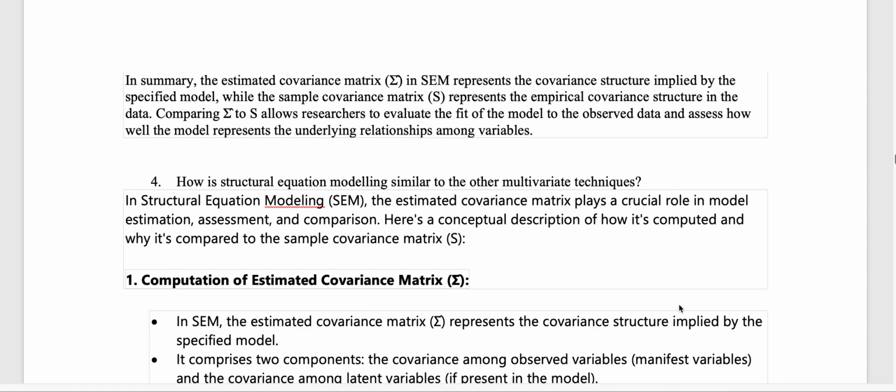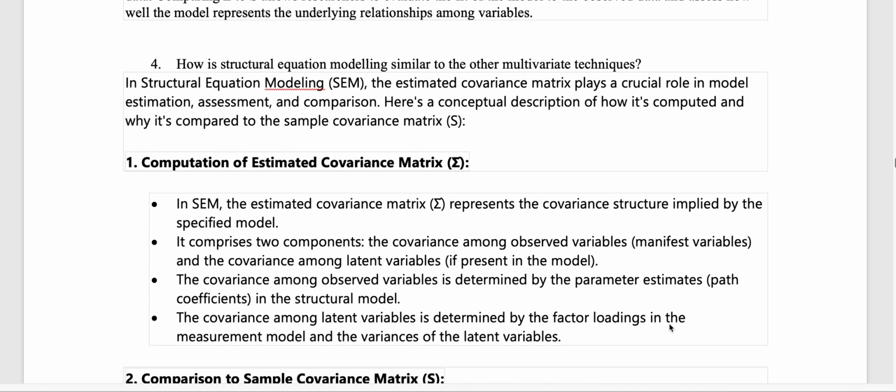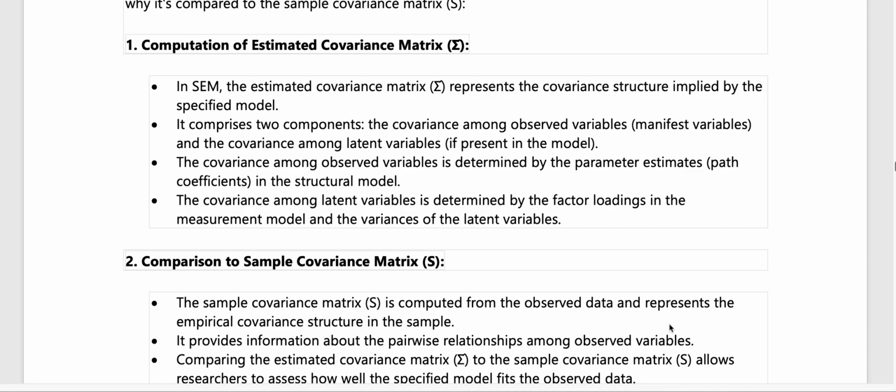Next question we will discuss: how is structural equation modeling similar to other multivariate techniques? In structural equation modeling, the estimated covariance matrix plays a crucial role in model estimation, assessment and comparison. Here is a conceptual description of how it's computed and why it's compared to the sample covariance matrix. Let's talk about the first, computation and estimation of the covariance matrix, that is sigma. In structural equation modeling, the estimated covariance matrix, sigma, represents the covariance structure implied by the specified model.